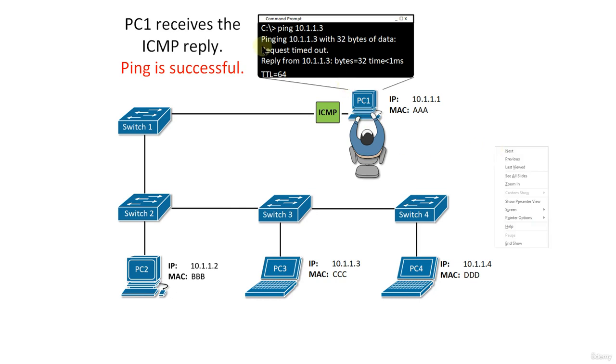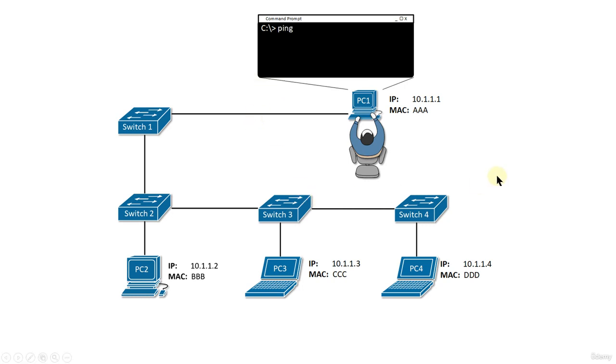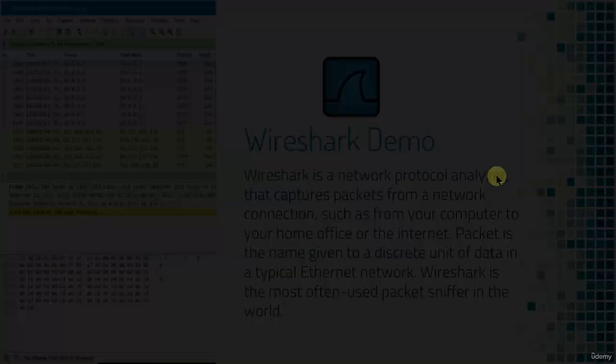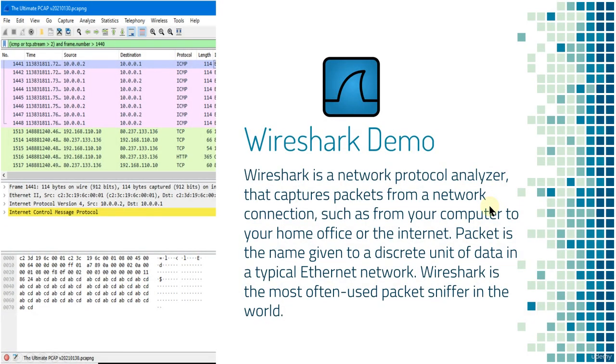So that is why, as you can see, the first request times out. Most of the time, if the destination MAC address is not available in the ARP cache of PC1, the first packet is always going to time out. But the rest of the packets are going to reply back, so the ping is successful. I hope you get the idea. So let's do a Wireshark demo.